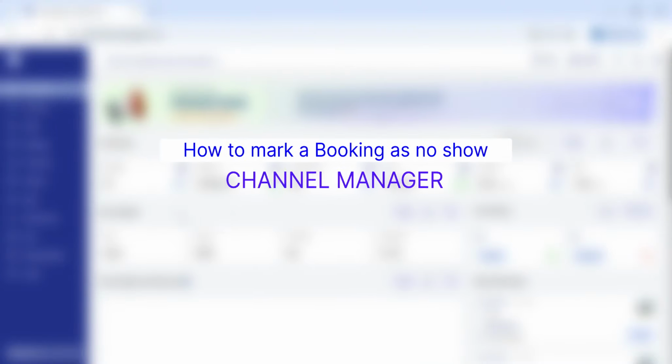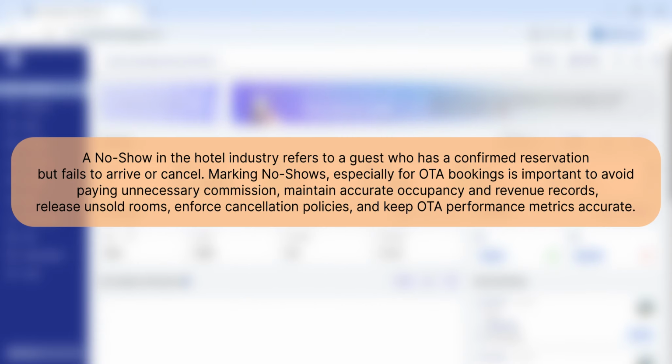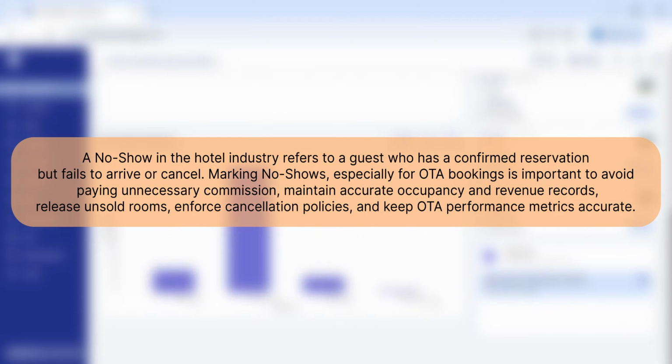In this quick tutorial, we'll show you how to mark a booking as no-show in the Channel Manager. A no-show in the hotel industry refers to a guest who has a confirmed reservation but fails to arrive or cancel. Marking no-shows, especially for OTA bookings, is important to avoid paying unnecessary commission, maintain accurate occupancy and revenue records, release unsold rooms, enforce cancellation policies, and keep OTA performance metrics accurate.